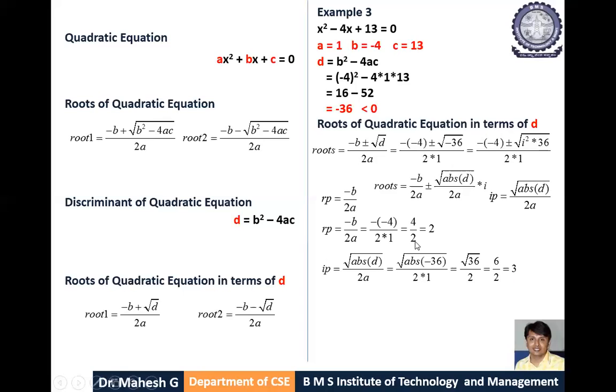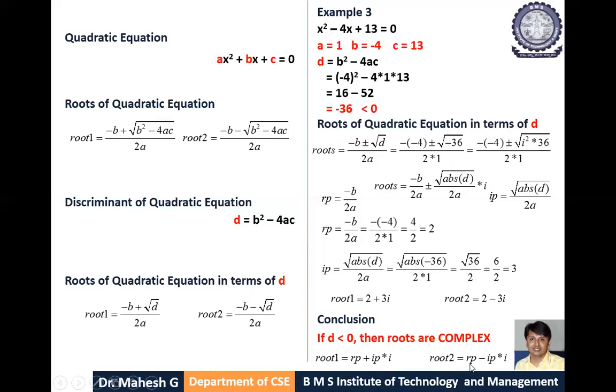What are the roots of the equation? Root 1 is equal to real part plus imaginary part into i, which in this case is 2 plus 3i, and root 2 is equal to real part minus imaginary part into i, which is 2 minus 3i. From this case, we can conclude that if the discriminant value is less than 0, then the roots are complex. Root 1 is real part plus imaginary part into i, and root 2 is equal to real part minus imaginary part into i.